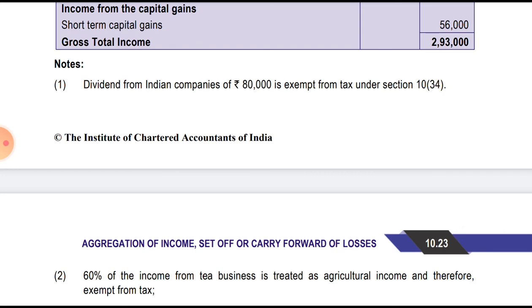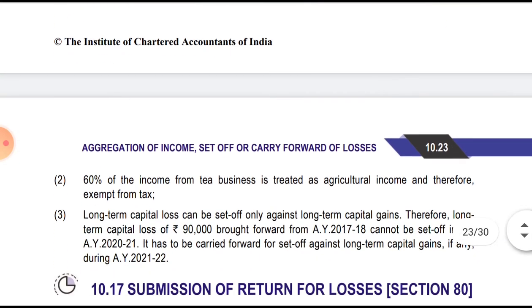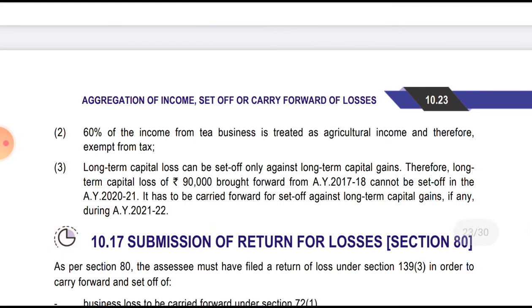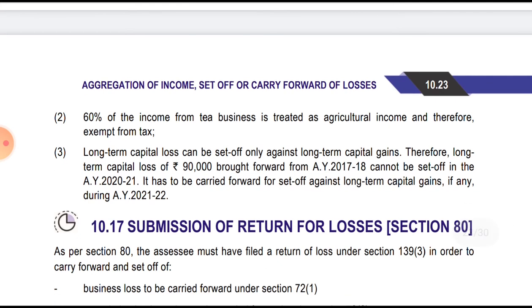Dividend from the Indian company, 80,000, is exempt under 10(34). Perfect. 60,000 of the business in tea business is related to agriculture income and therefore exempt from tax. That we haven't added in the business income. We had only added 40%, and the other business income is wholly taxable, but that relating to the tea business is 40 and 60 we have to do. And long term capital loss can only be set off against the long term capital gain. Therefore the long term capital loss of 90,000 rupees brought forward from 17-18 can be set off in the assessment year 2021.